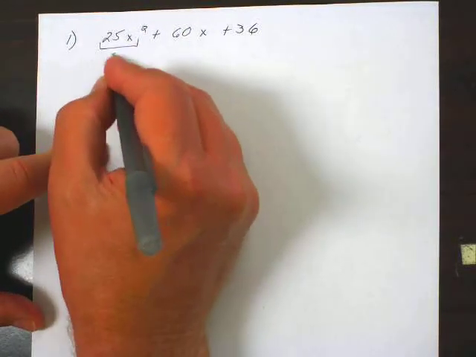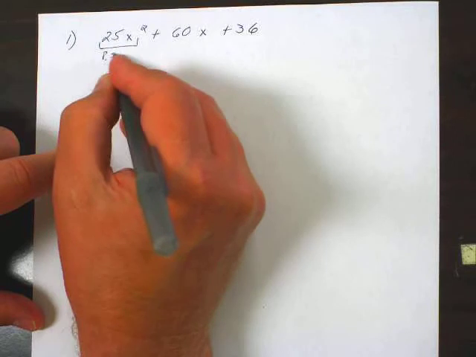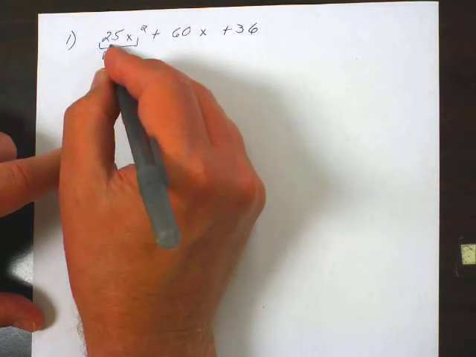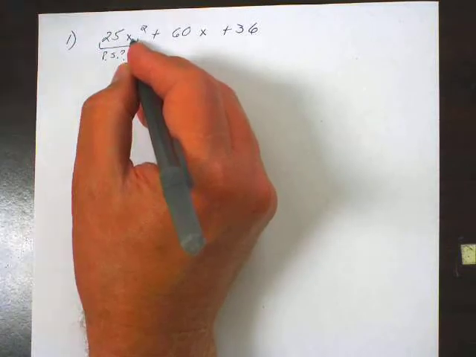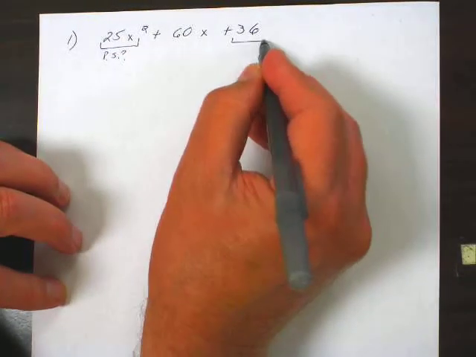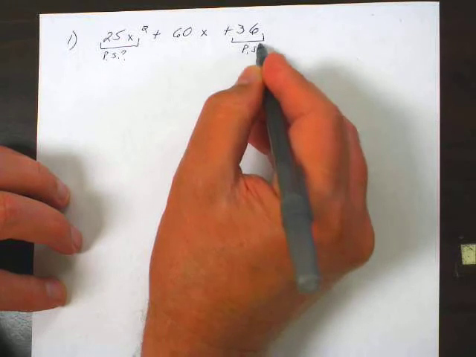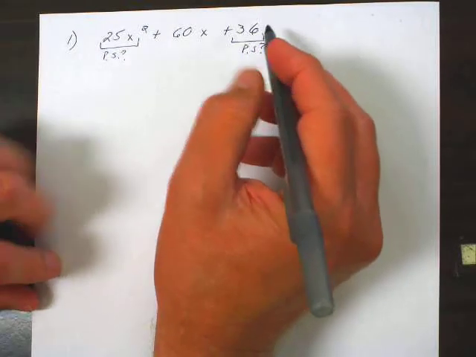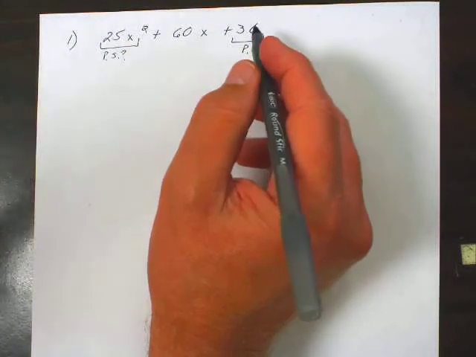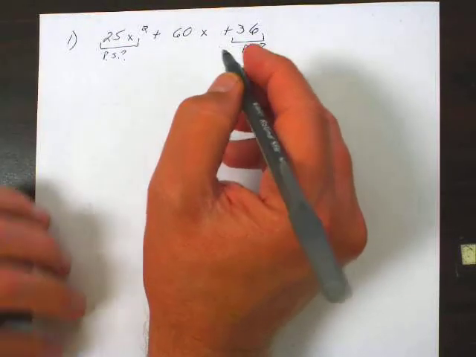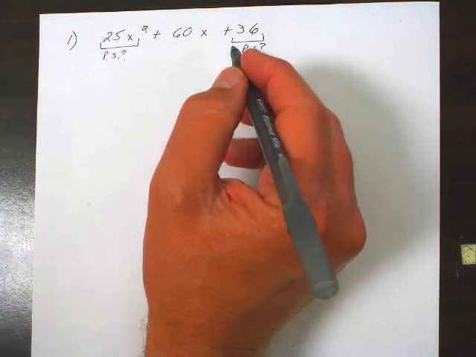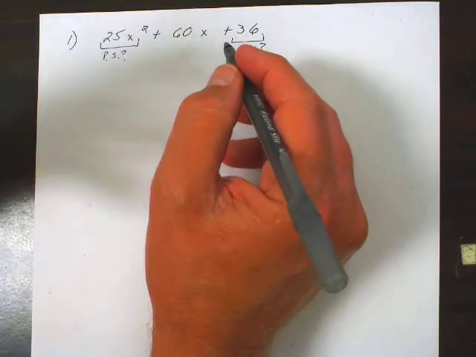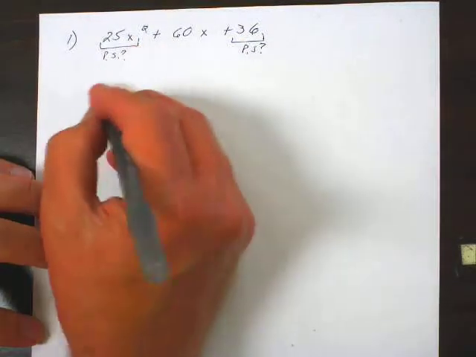This has to be a perfect square. Is this a perfect square? Is 25 a perfect square? Yes, 5 times 5. X squared is x times x. And is this a perfect square? Yes, 6 times 6 is 36. Okay, so that means there is at least the possibility that this is a perfect square trinomial. It is not automatically. Okay, because what we have to do is we have to now factor it.